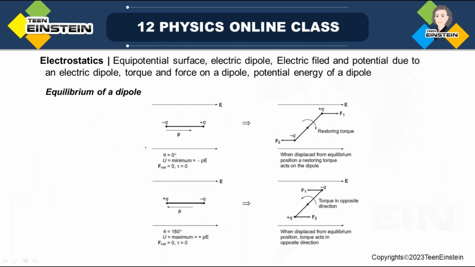So the stable equilibrium position will be theta equal to 0. That is the stable equilibrium position for a dipole.